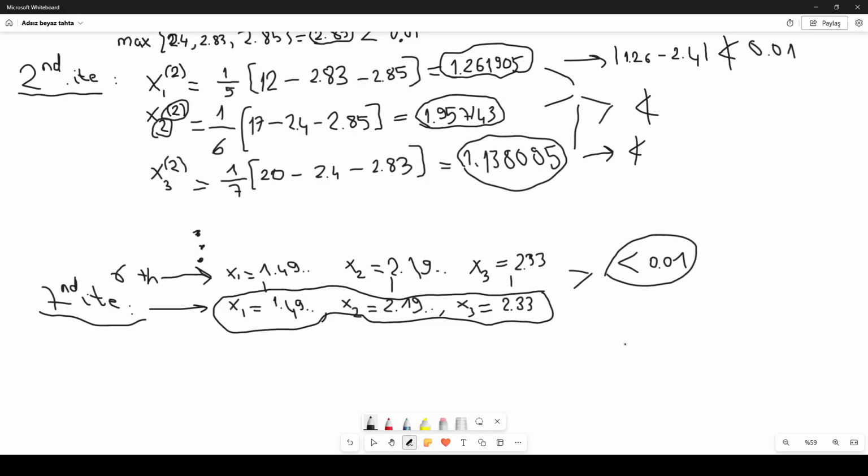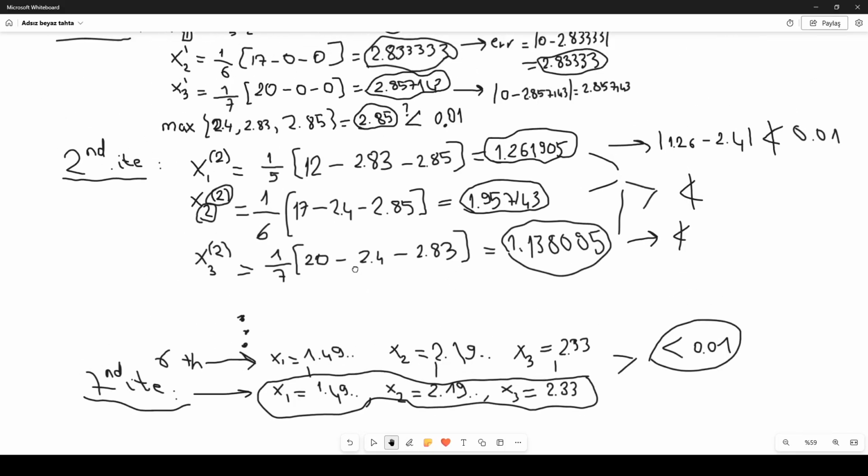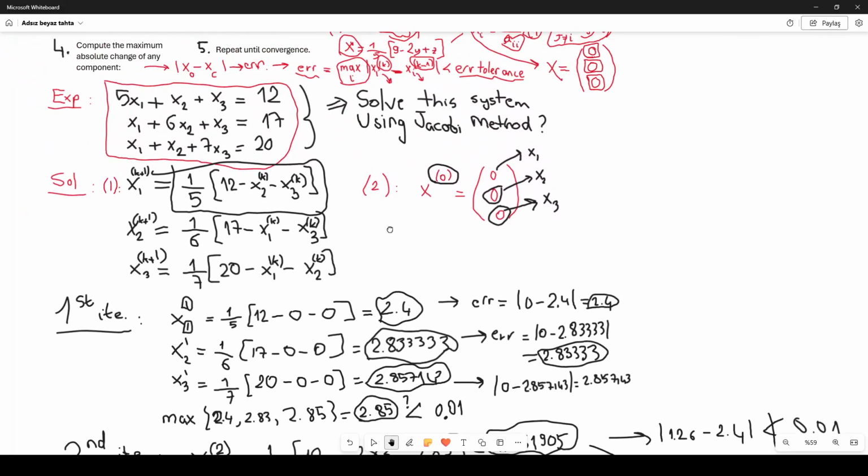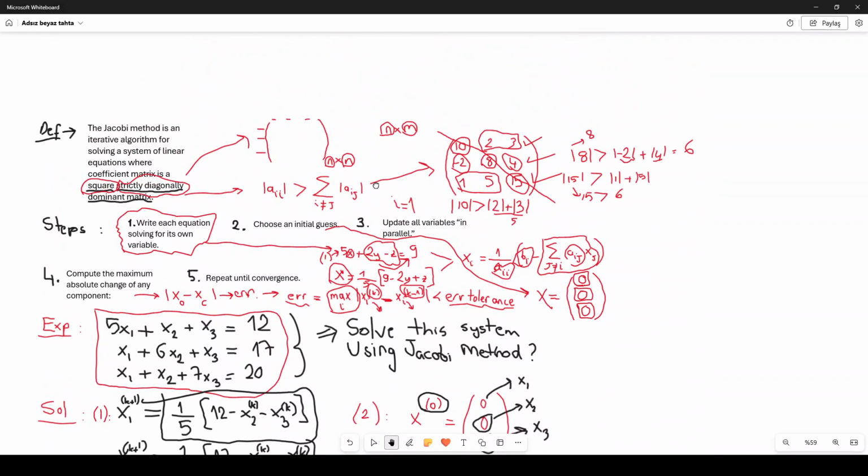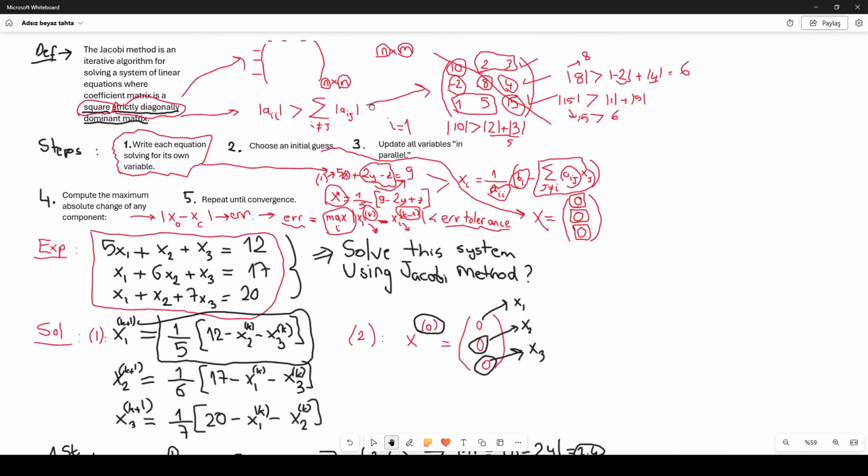Because what we are trying to find is a 3-tuple that satisfies all the equations simultaneously with the desired error tolerance. This is an iterative algorithm, and it is sufficient for us to have a solution that satisfies our pre-assumed error tolerance or the iteration number. All right, now this is how Jacobi method works, guys, and hopefully we have understood all the steps.